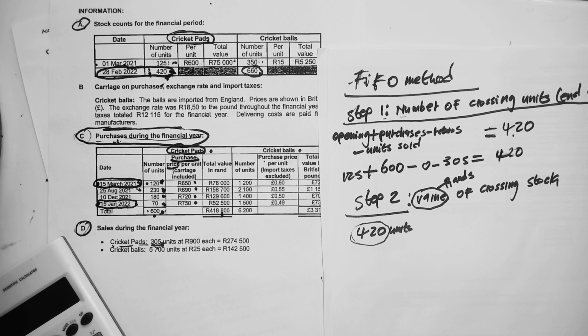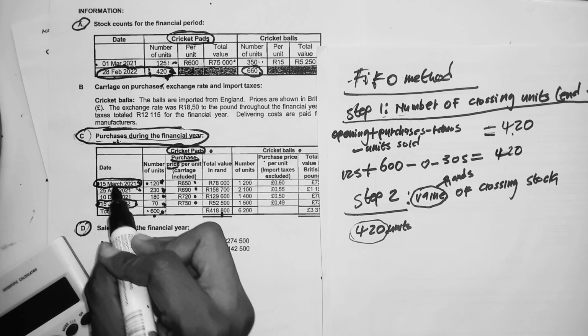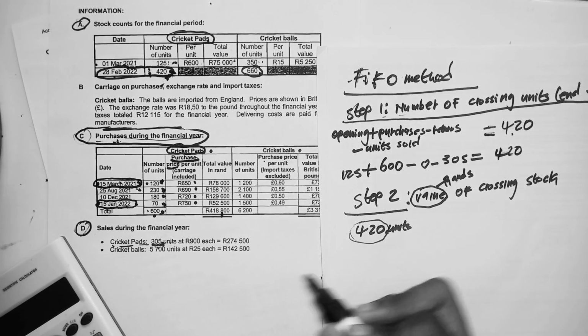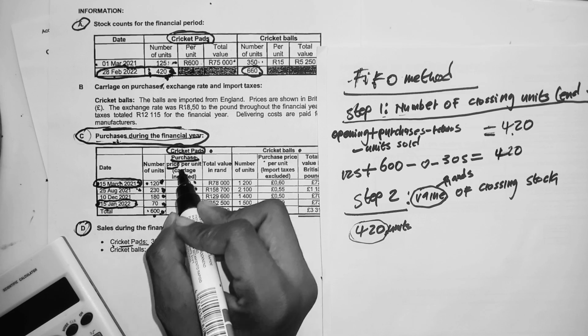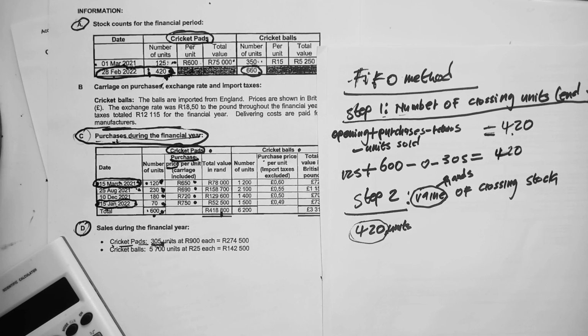Exactly, that's the nice thing about FIFO. We don't know the dates. If we knew these 420 units we purchased on 15 March, we were going to say 420 times the price of 15 March, which is 650. But we don't know. So we're supposed to use the first in, first out principle.